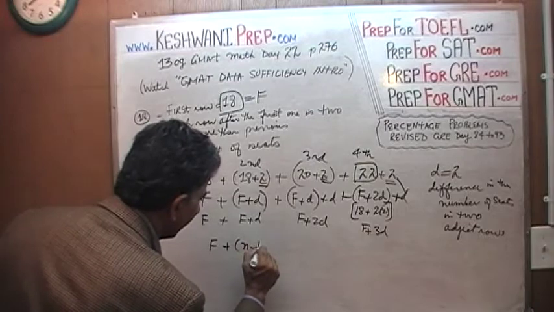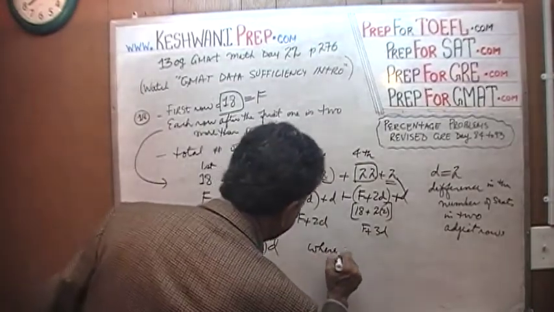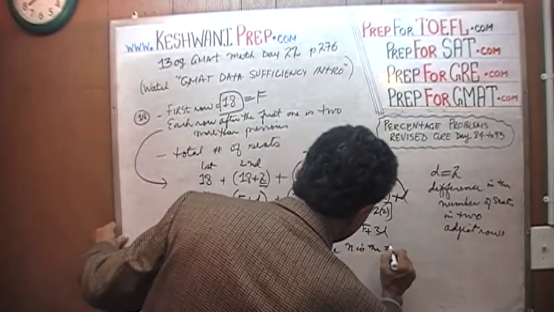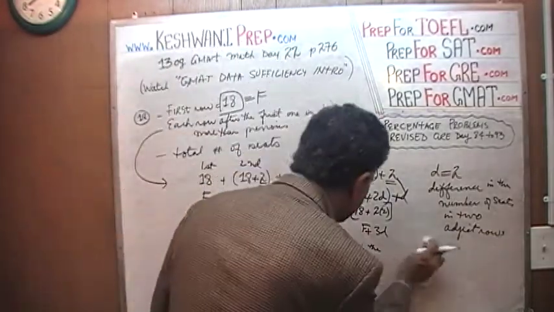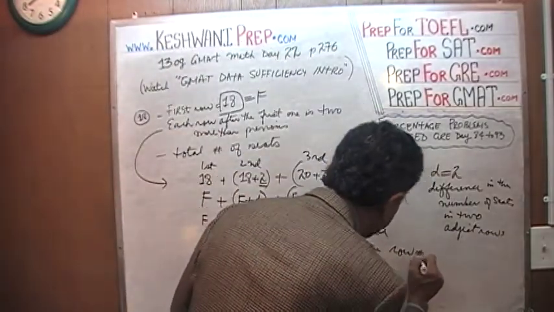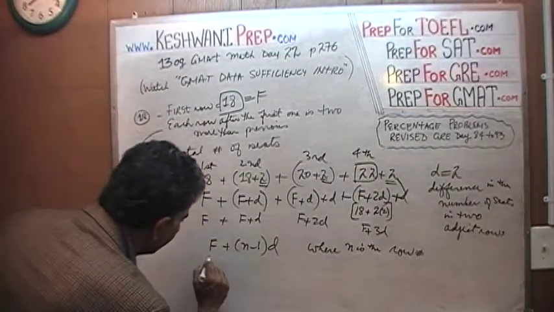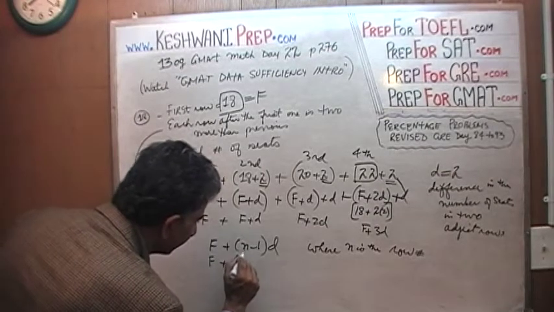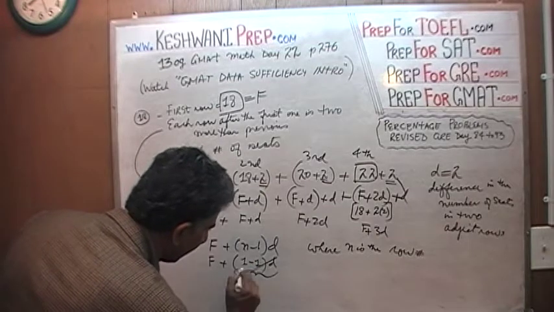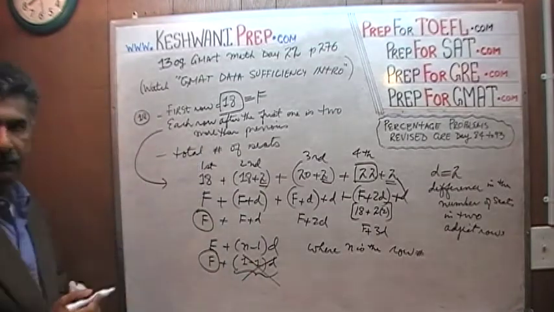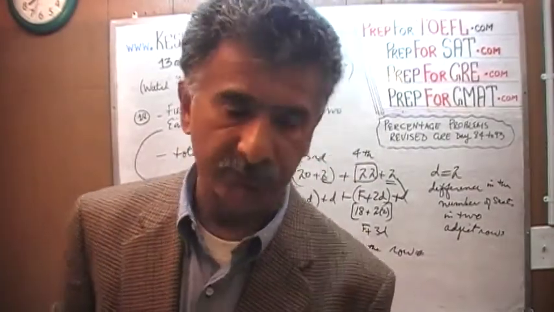plus n minus 1 d, where n is the row number. For example, for the very first row, watch what happens. For the very first row, it's going to be f plus, since n is going to be 1, 1 minus 1 times d. 1 minus 1 is 0. So this whole thing just drops out, and it's just f, which is what this is. It's very important to understand that part. Otherwise we will not be able to answer this question.